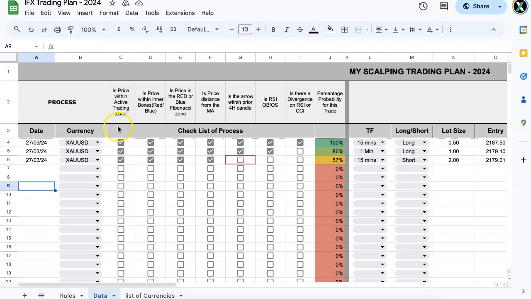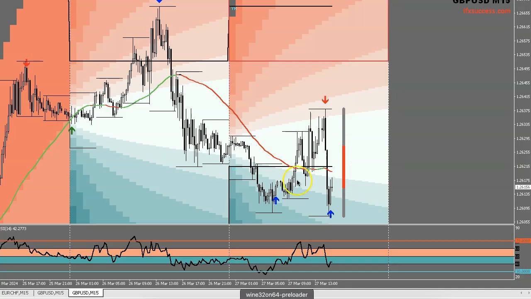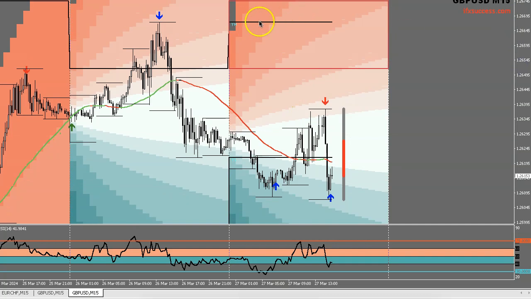Okay, so let's go over it one by one and look at it on the chart so you can understand what it means. Is price within the active trading zone? All right, so what does that mean? I'm going to go to my chart right here, and then I'm going to locate myself.